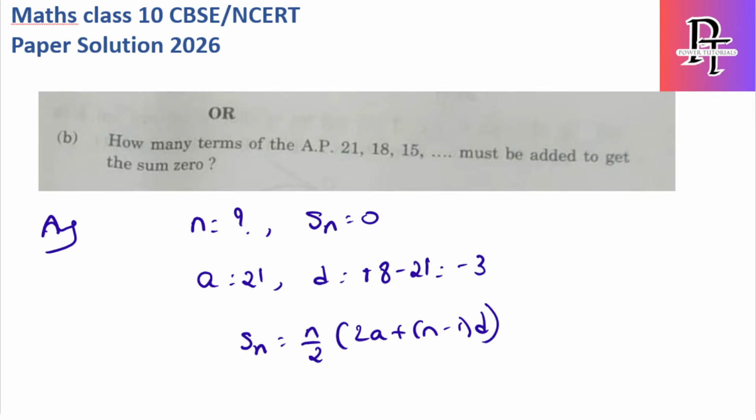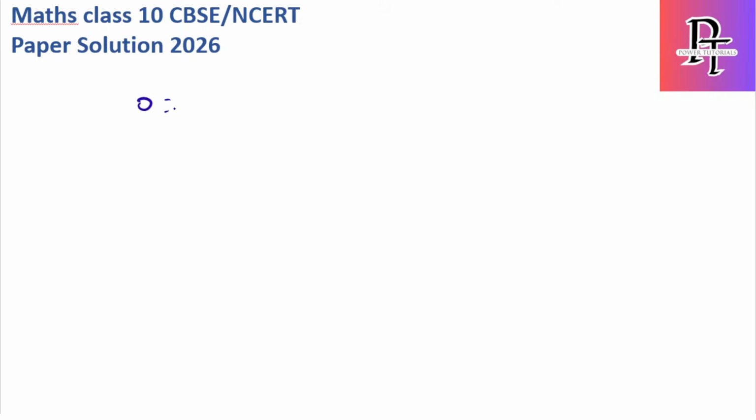So Sn should be 0, which is equal to n by 2 into 2 into 21 plus n minus 1 into d value, which is minus 3. So let's move n by 2 to the left side, and the left side becomes 0. So 0 is equal to 2 into 21, which is 42, plus n minus 1 into minus 3. So I will move this n minus 1 into minus 3 to the left side. So I will get 3 into n minus 1 is equal to 42.